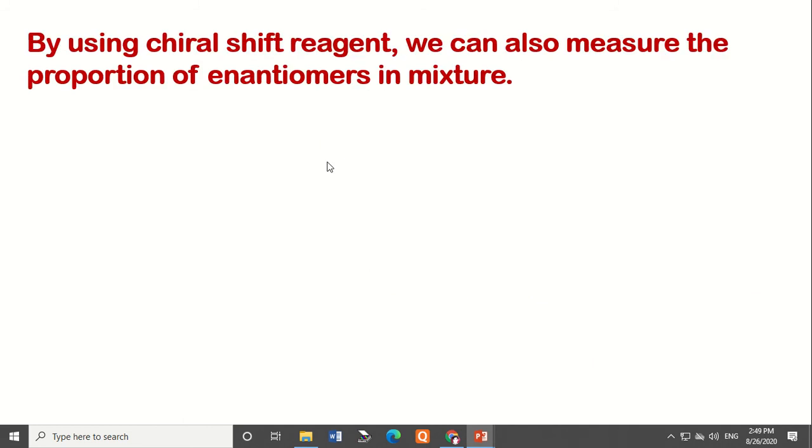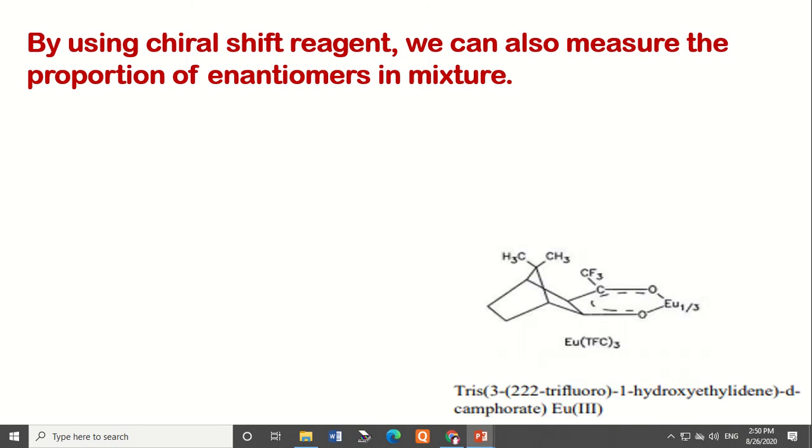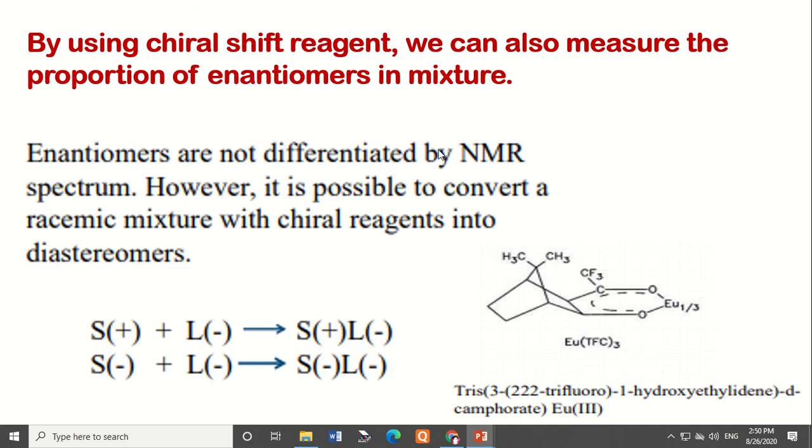By using a chiral shift reagent, we can also measure the proportion of enantiomers in a racemic mixture, meaning how much of one enantiomer is present in the given mixture. Generally the chiral shift reagent is Eu(tfc)3. The long form of this compound is tris 3-trifluoroacetyl d-camphorato europium plus 3.